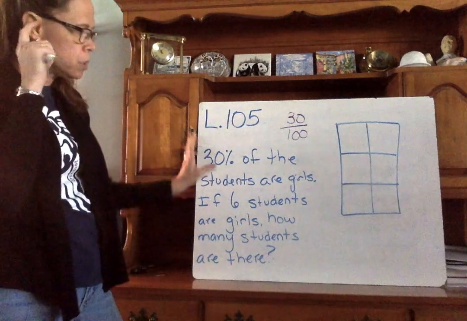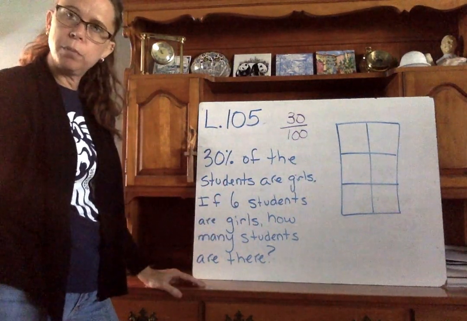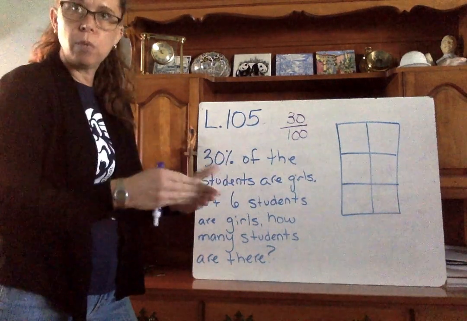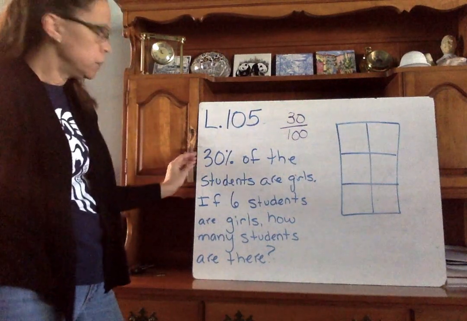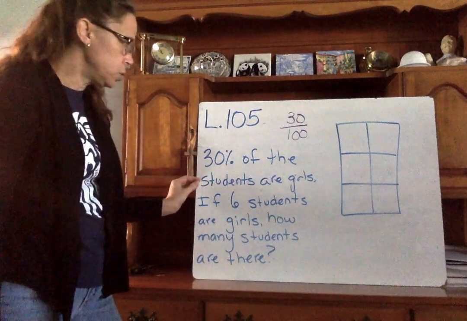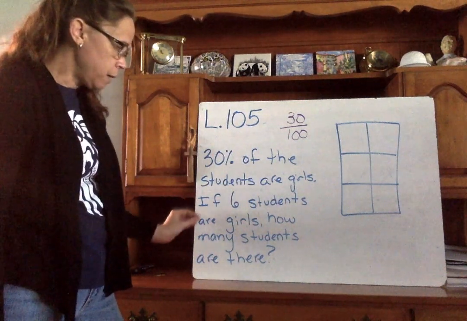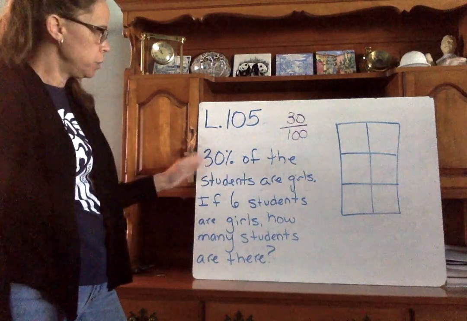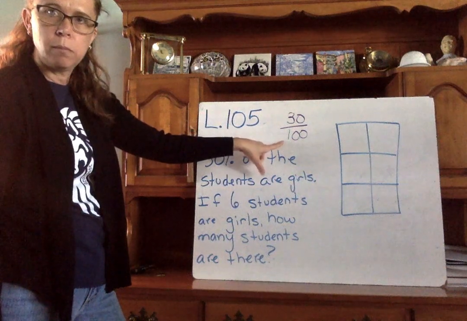Okay? So let's use this first example to help us. These examples are different than the examples in your book, so that you can look in your book for more examples if you need more help. So in this case, I said 30% of the students are girls. If 6 students are girls, how many students are there? Okay, so let's think about what this means. 30%. That means 30 out of 100, right?